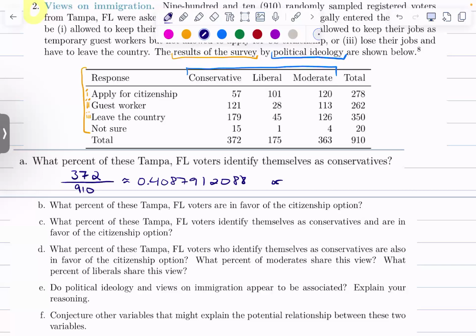Now here, I'm going to go to 2 decimal places for my percentage, right? You don't want to round your proportion, right? You don't want to be lazy. Right? You should show your full proportion, but it does ask for the percentage. And so 40.88%.